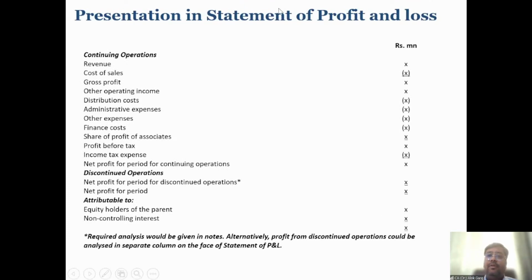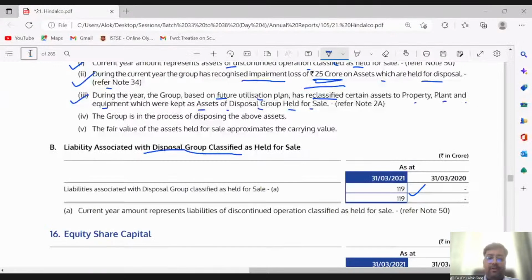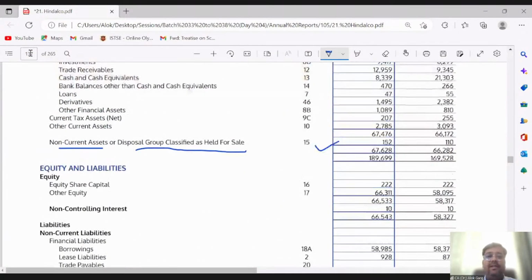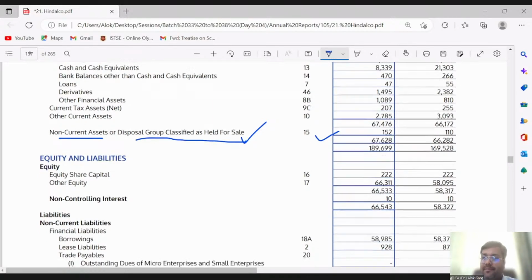The Hindalco Industries annual report. Let me know if the annual report is visible to all of you. If you see the balance sheet, in the balance sheet, it is non-current assets or disposal group classified as held for sale only, right? In the balance sheet. Okay. Why? Of course, a held for sale asset will come into the balance sheet if it is there on the reporting date, right?